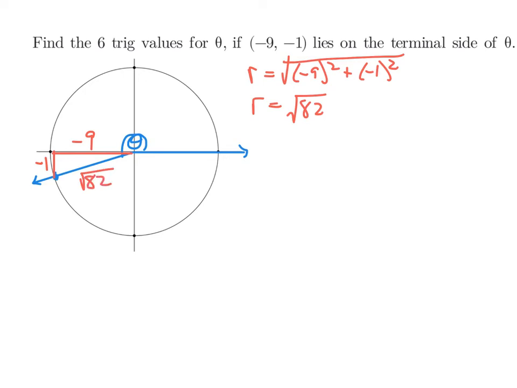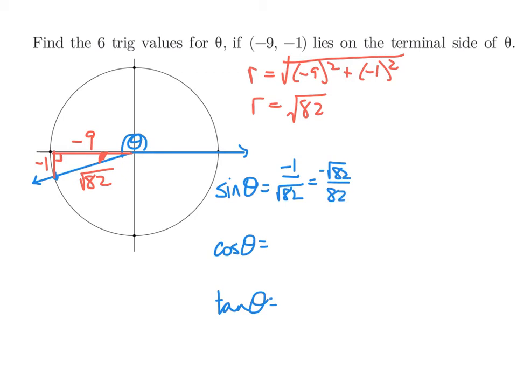Now that we're looking at a nice right triangle, here's a right angle. We're going to think of theta being over here, this central angle. And so we can identify sine, cosine, and tangent. Sine is the opposite over hypotenuse. And we should simplify this so that we rationalize the denominator, and that would be negative square root of 82 over 82. For cosine, that's adjacent over hypotenuse. Rationalizing that denominator, we end up with negative 9 root 82 over 82.